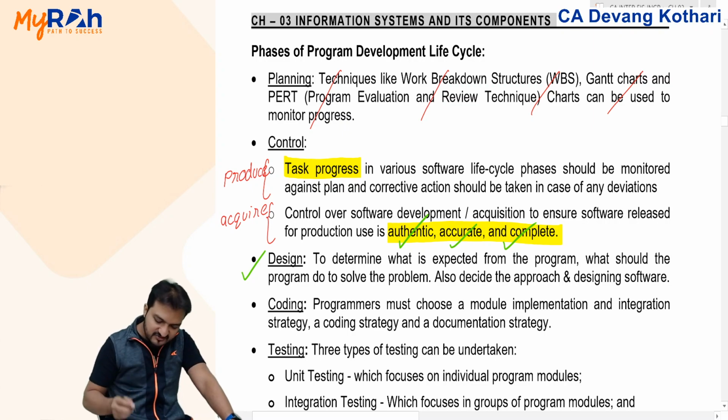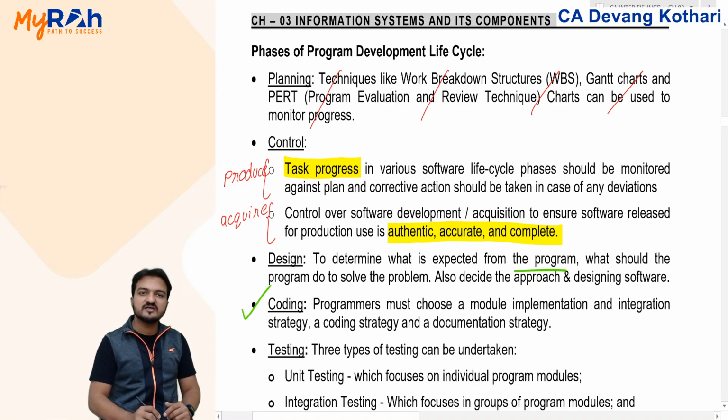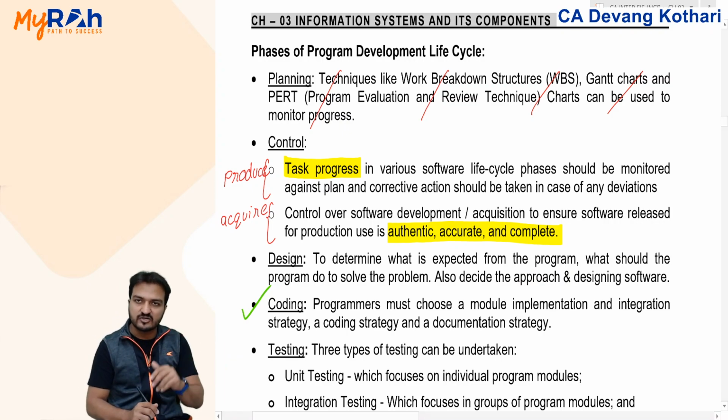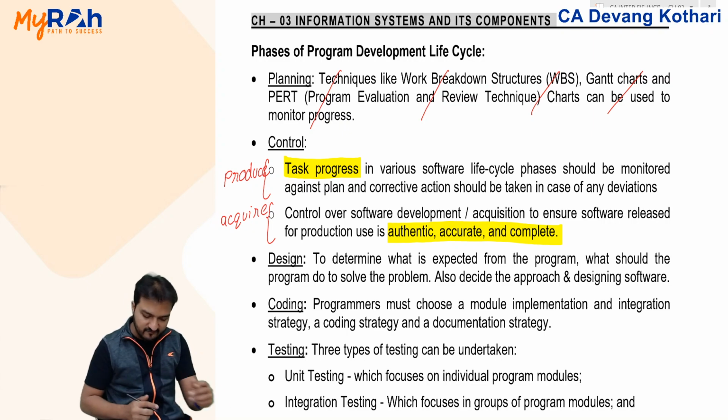Designing is to determine what is expected from the program. Designing is basically what the system analyst does. Coding is what the programmer does. He will convert the design into the instructions, arithmetic, into the machine language, computer language and all.